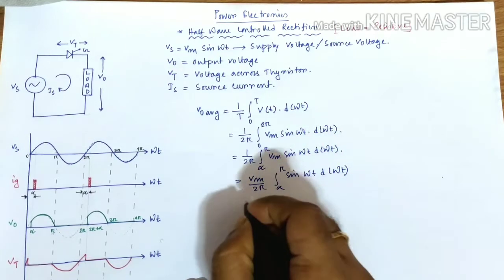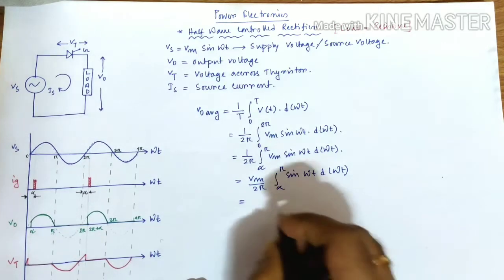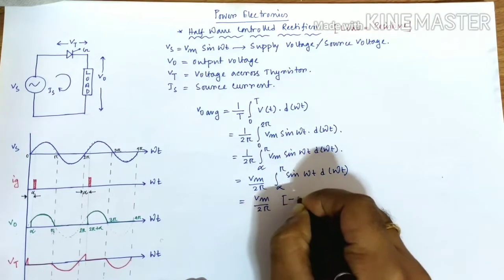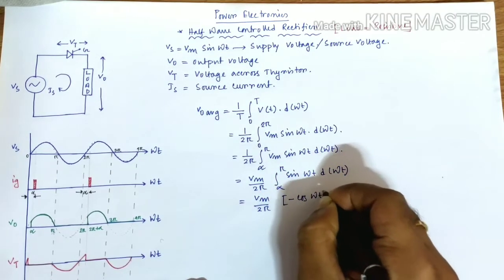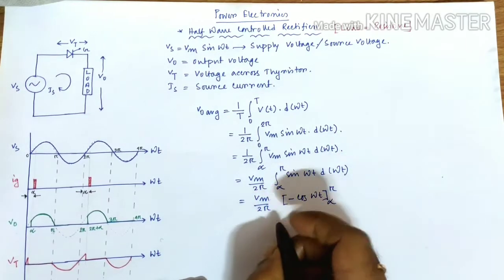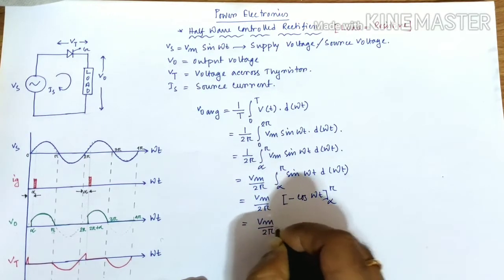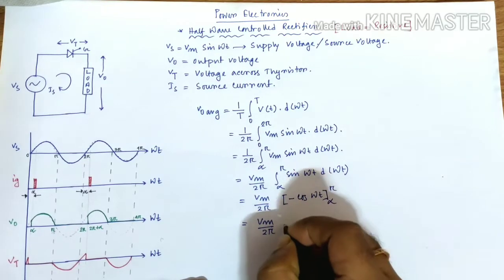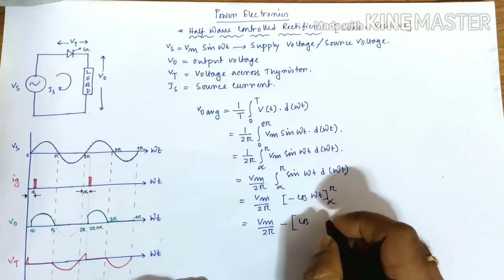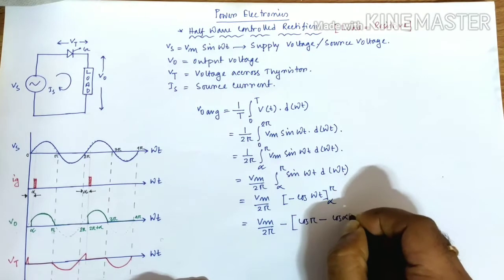Now this one is a very easy integration. Integration of sin omega t is minus cos. So put that in: Vm by 2 pi, minus cos of omega t, where the limit is from alpha to pi. Now put that value here. We will get Vm by 2 pi; take a minus common here, and put the values: cos pi minus cos alpha.